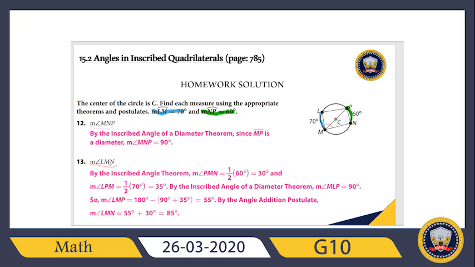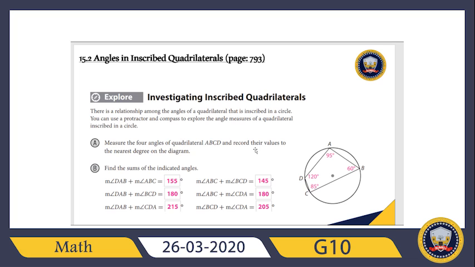Finally, the angle LMN, this total one, is LMP plus PMN. LMP is found to be 55 and PMN we found to be 30. So 55 plus 30 is 85. My angle LMN is 85 degrees. Again, you may find other ways to solve the same question, but make sure you got the right answer as this one. Great. Now let's move to the class of today.